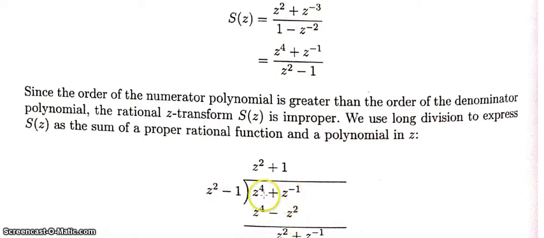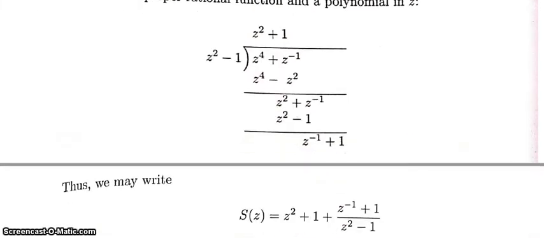Now from this term you have to subtract this Z raised to 4 minus Z square. When we do the subtraction, we get Z square plus Z inverse. Now with this we have to divide by Z square minus 1. The first term is Z square, so we are writing a plus 1 here. 1 into Z square minus 1 is written here.